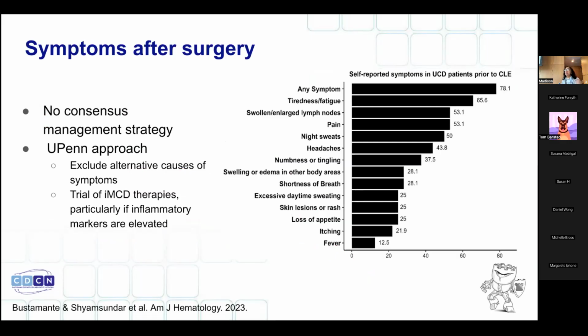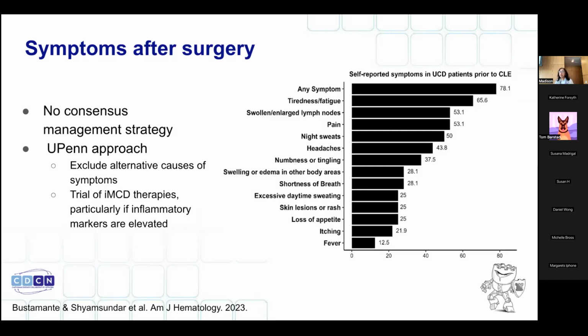What symptoms do people have after surgery? Well, if we take a survey of our patients, this is what they can see. Like 78% of patients will have some symptom, right? That could be fatigue. That could be other lymph nodes that come and go. That could be pain at the site of the surgery. That could be night sweats. So it's very heterogeneous, and every single patient is a little bit different.